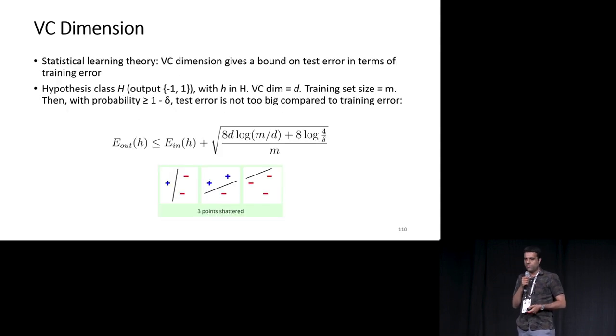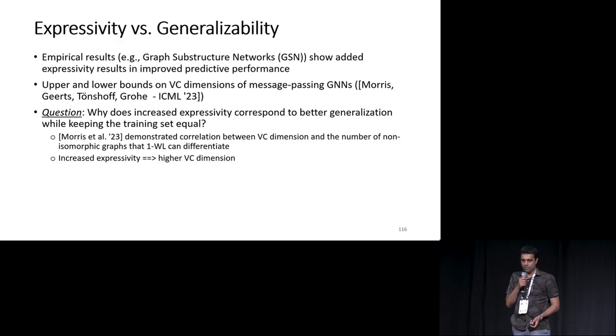So generally, if you increase the expressivity, you're going to get a higher D value, right? Which will lead to a looser additive constant here. But what we observe in practice often is that even if we keep the training set the same, we still get better generalization as expressivity increases.